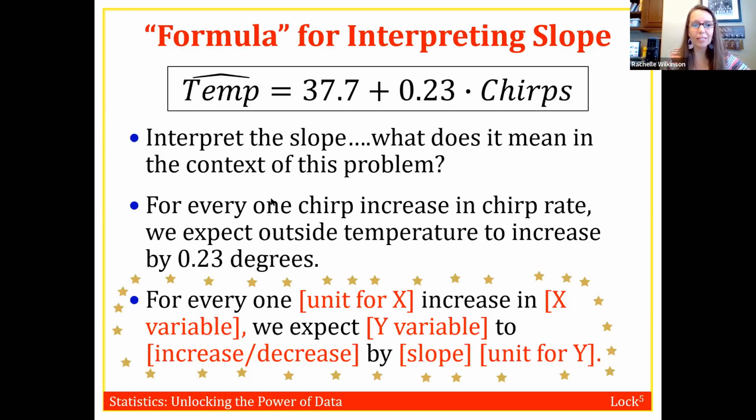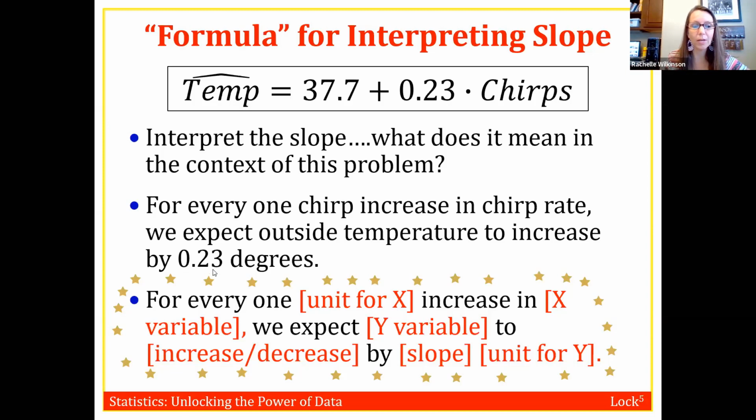So we can kind of see how I did this for the chirp problem that we're looking at here. So for our chirp problem, we were measuring chirp rate. That was our explanatory variable. And chirp rate is measured in chirps per minute. And then our response variable was the outside temperature measured in degrees. So when I wrote the interpretation, I said for every 1 chirp, because chirp was the unit for the explanatory variable. So for every 1 chirp increase in chirp rate, my X variable, we expect the outside temperature, my response variable, to increase by 0.23 degrees.